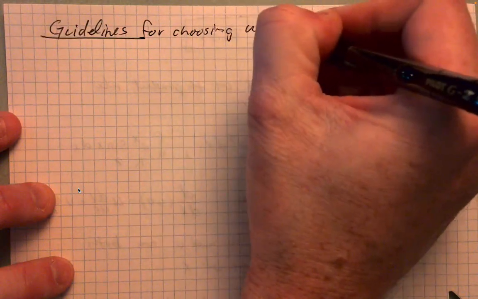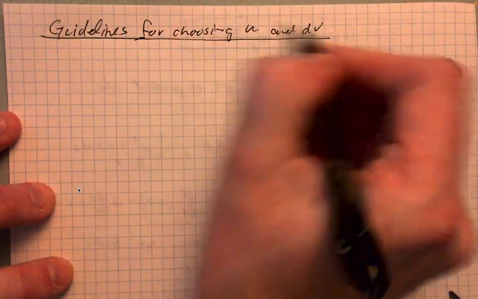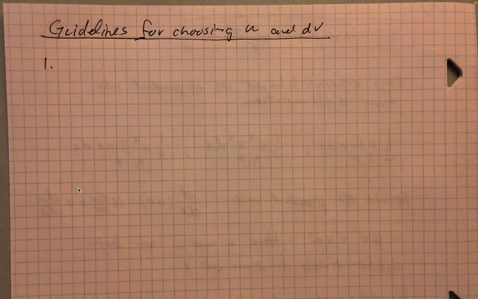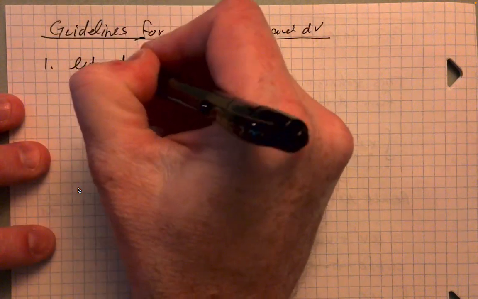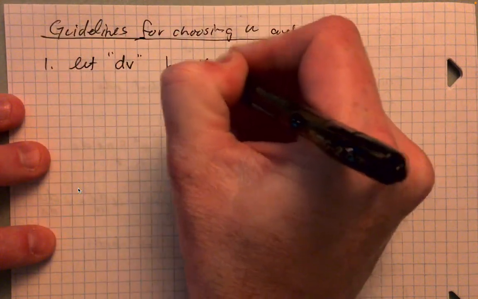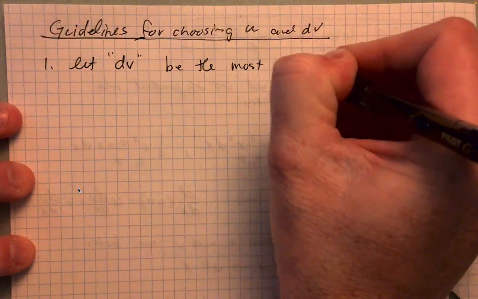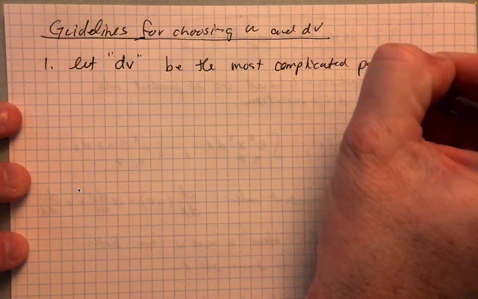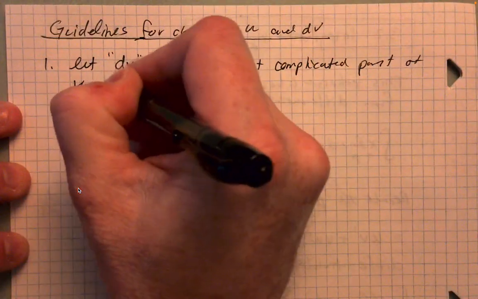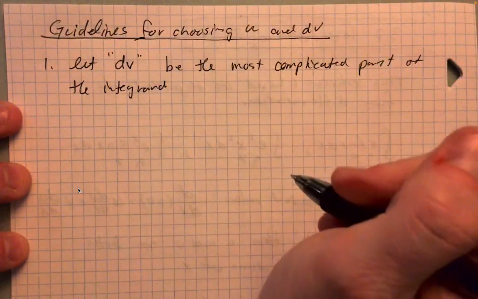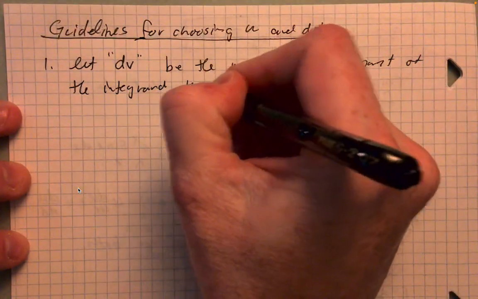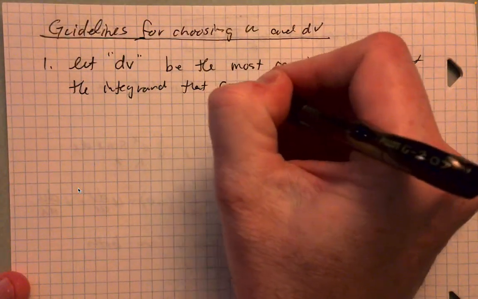Guidelines for choosing u and dv. Okay, so it's typically advantageous to let dv be the most complicated portion of the integrand that can be integrated. Okay, that you know how to integrate. So let dv be the most complicated part of the integrand that can be integrated. That obviously being the important thing there, that can be integrated.